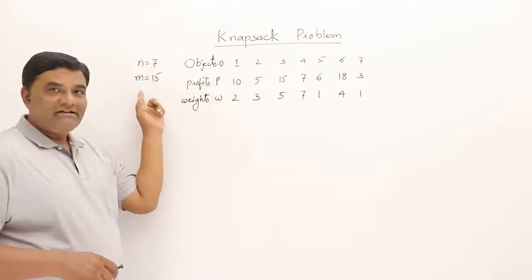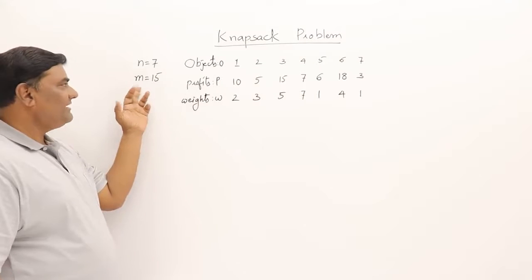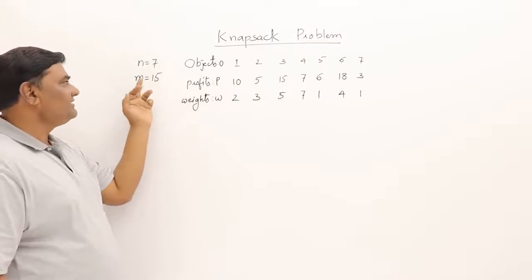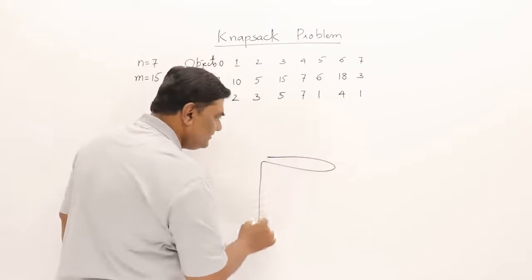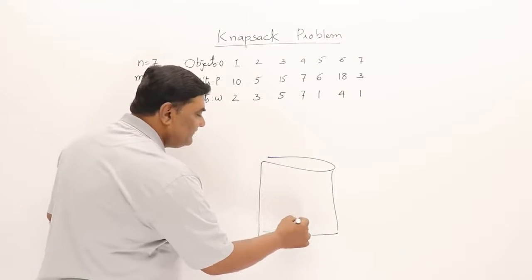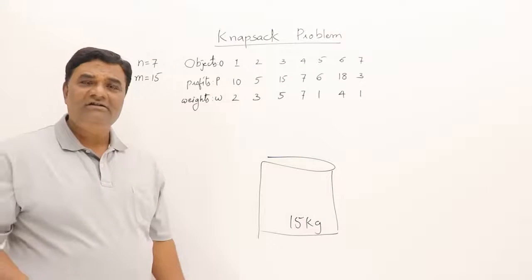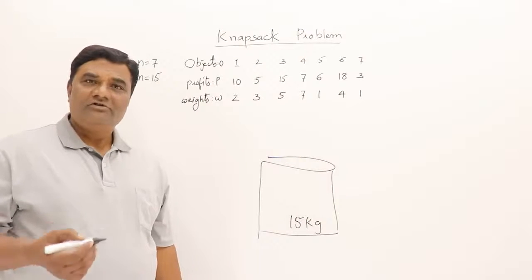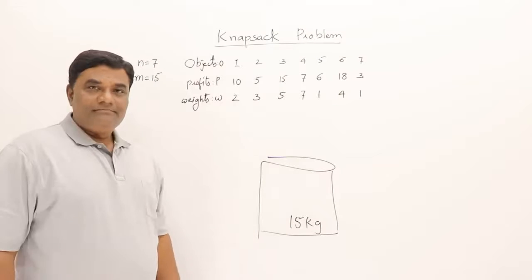See, there is a bag given here. That bag is called as knapsack. The bag capacity is 15. These are 7 objects. Bag capacity is 15. There is a bag whose capacity is 15, let us say kg. Okay, it can be kgs also, pound also, it can be anything. So I am assuming it as kg.